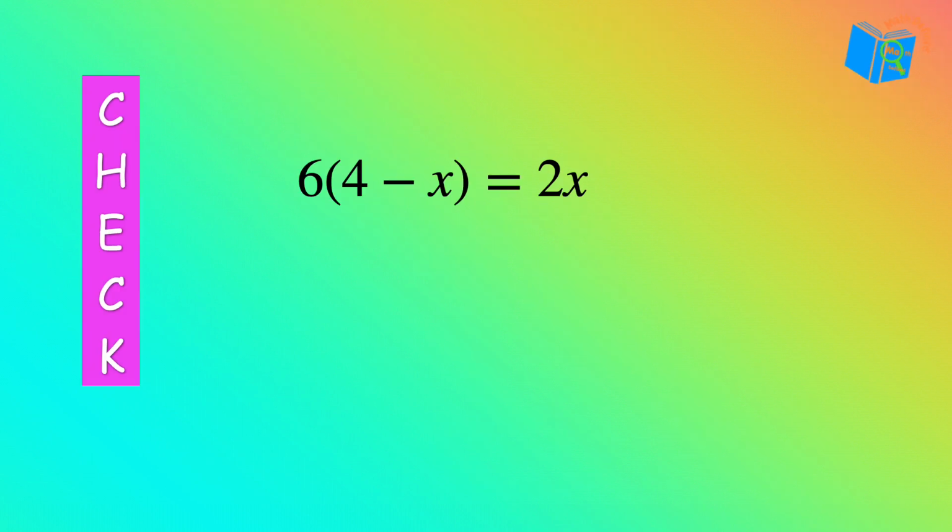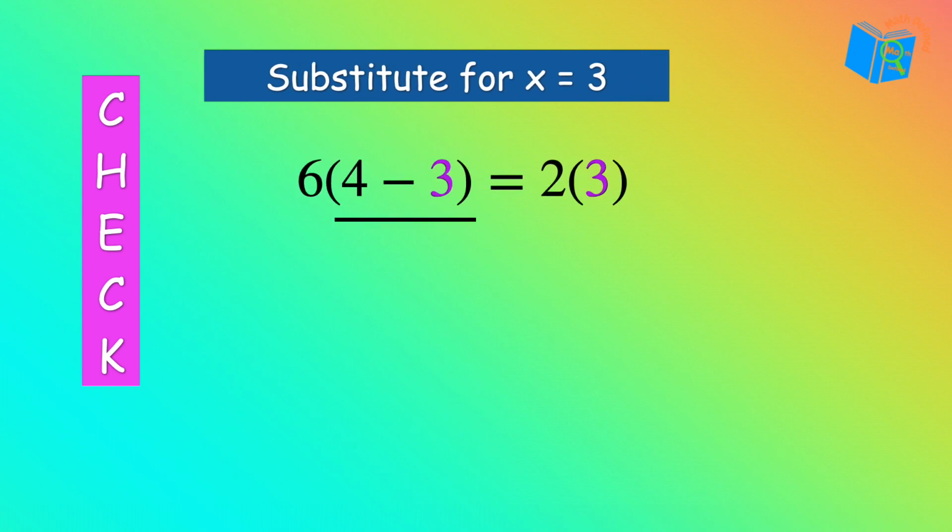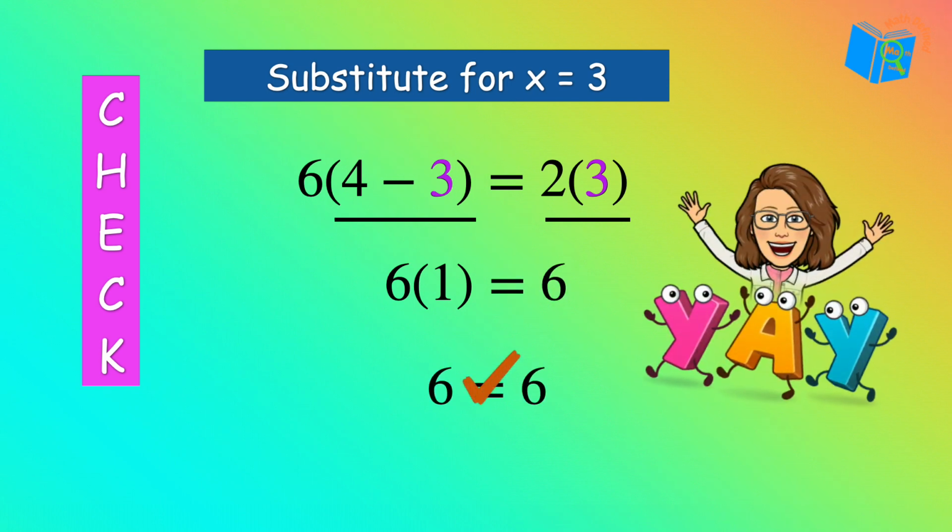But let's check my answer by substituting the positive 3 in place of x. We'll start on the left with 4 minus 3, which will leave us with 6 times 1. And on the right side, we have 2 times 3, which is 6. And since 6 times 1 is also 6, we have a balanced equation and a true solution.